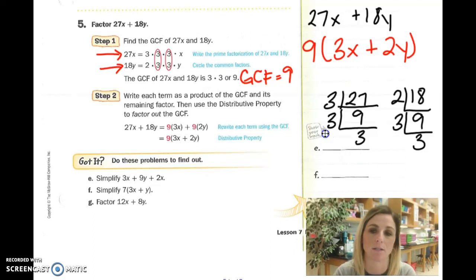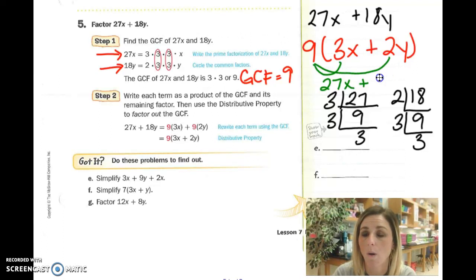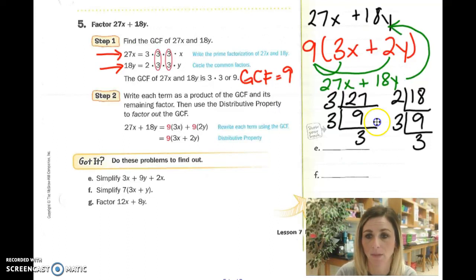Now, here's my check. I always like to check to make sure I did it right. I'm going to distribute it because it's a lot easier to check through distributing. 9 times 3x is 27x plus 9 times 2y gives me 18y. That is where I started, which now I know that I have done it correctly.